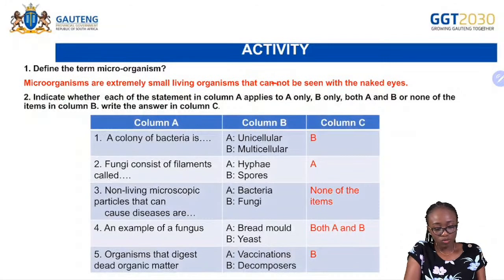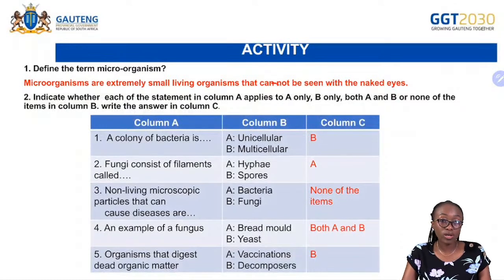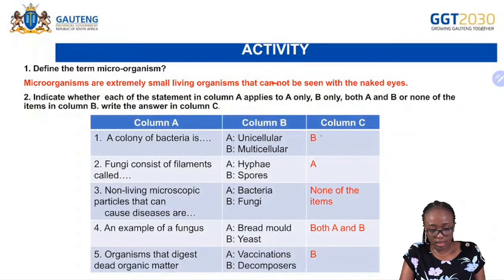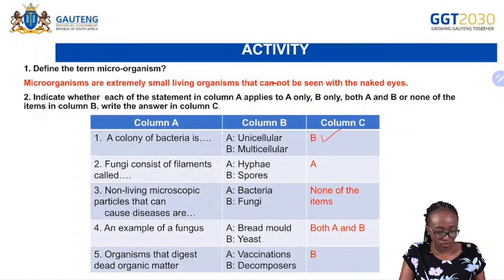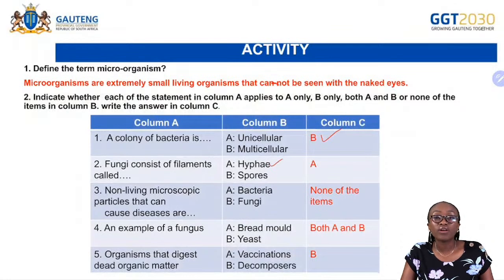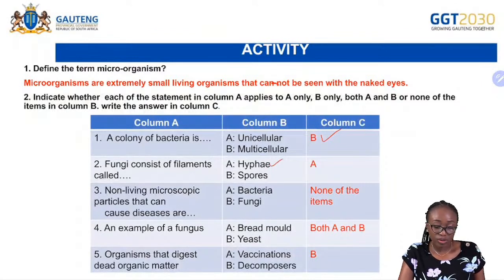So the first, we'll start off with column A1. A colony of bacteria is A, unicellular, B, multicellular. It is multicellular because within the colony there is more than one cell. So it is multicellular. And then fungi consist of filaments called hyphae. Remember when I showed you the diagram of the fungi and how the hyphae assist the fungi in the decomposition process. And then 3, non-living microscopic particles that can cause diseases are blank.